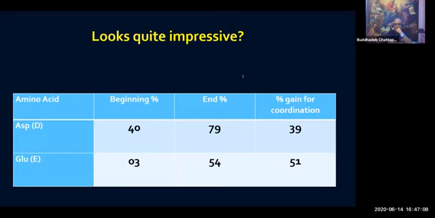Deprotonation of the aqueous group from collagen goes on and on, and it increases to 79%. So both ways, the collagen becomes more reactive. The hexachromium complex also becomes more reactive, and you gain 39% for coordination. Glutamic acid, likewise, is at the beginning only 3%, and at the end of chrome tanning it is 54%. So it is a gain of almost 51%. It looks quite impressive, but this has another gray side also.